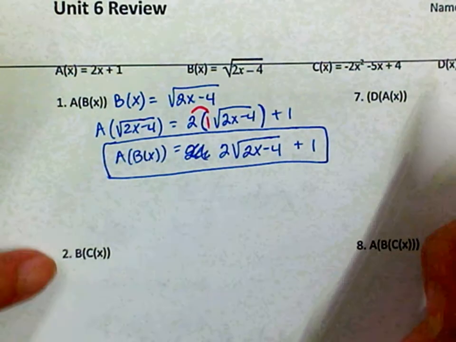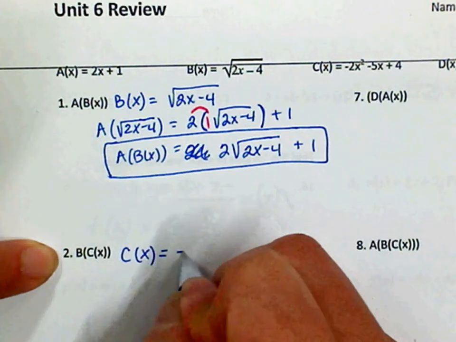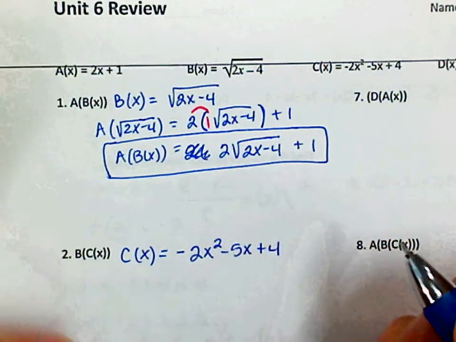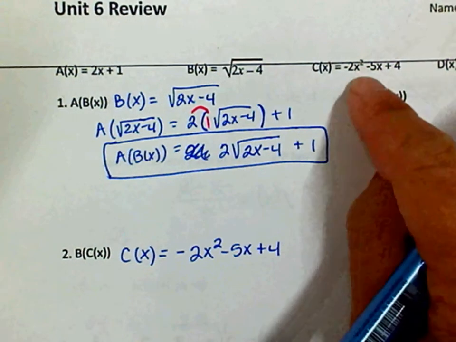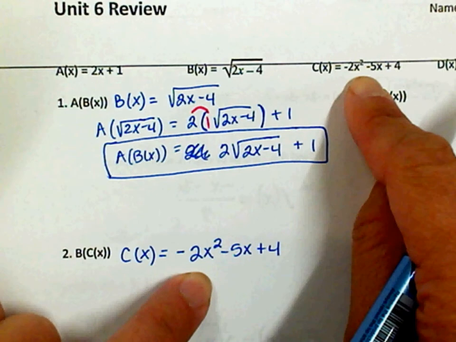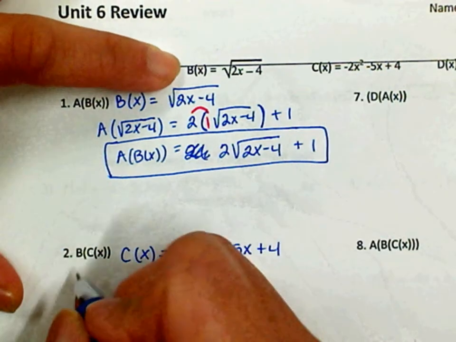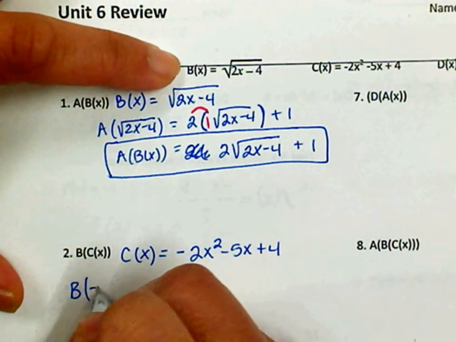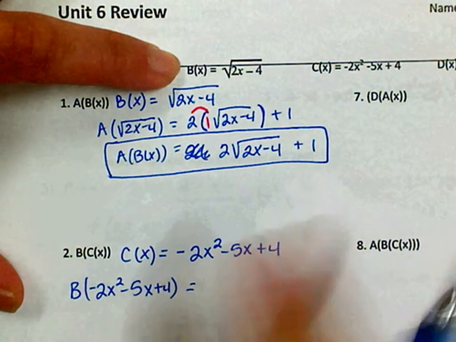Alrighty, next one. I'm going to start off with c of x, which is negative 2x squared minus 5x plus 4. Please be very careful as you are doing the math. Don't just write. Think about what you're doing. Okay, so now you got your c, and now you're going to go to your b, and there's your b. Okay? So your b, you are now going to use all of that. You see it right there? This is now your new x.